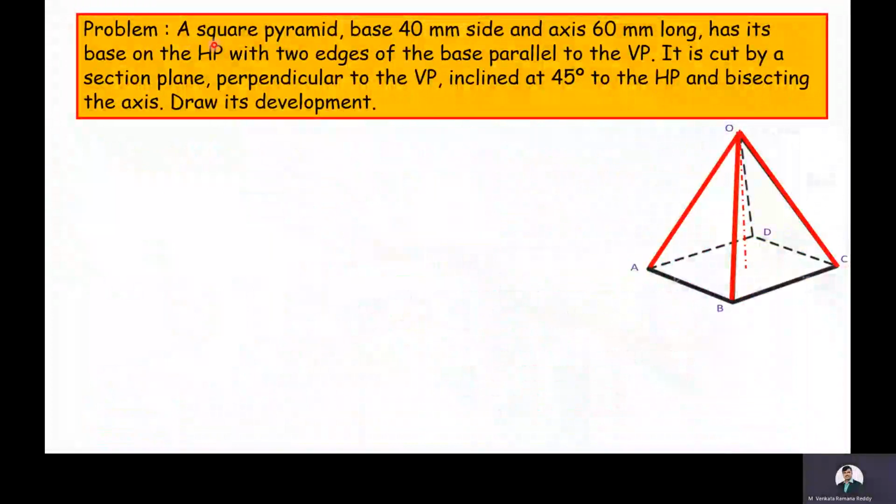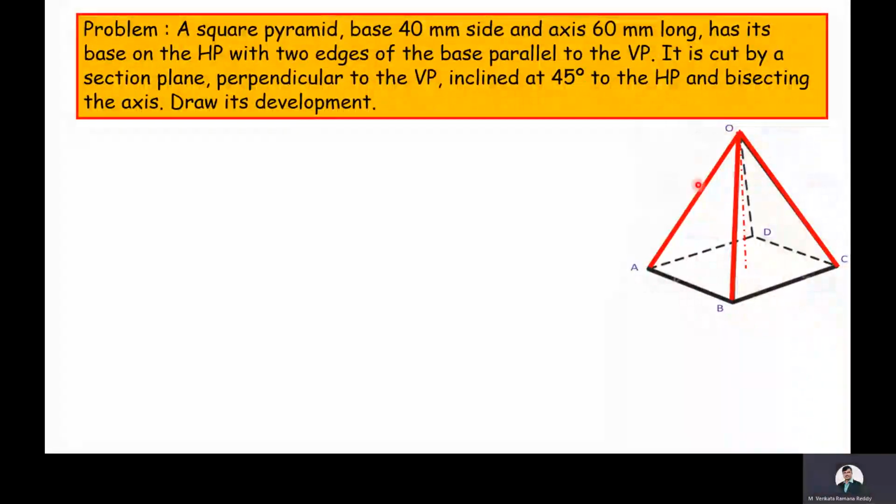The given problem is a square pyramid base 40 mm side and axis 60 mm long has its base on the HP with two edges of the base parallel to the VP. It is cut by a section plane perpendicular to the VP and inclined at 45 degrees to the HP and bisecting the axis. Draw its development. Now we will extract the data from the problem.